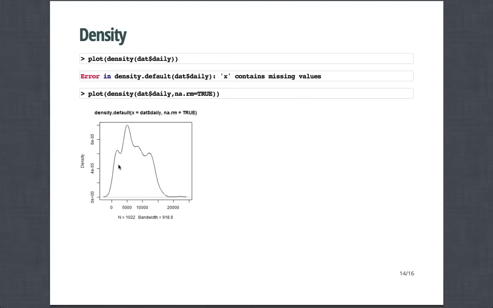Density plots are a little bit trickier only because you're not allowed to have missing values. So I try to plot the density plot of the daily ridership. I get this error message saying that X contains missing values, but you can use the na.rm equals true command to drop the missing values. And so here, instead of a sort of a more binned histogram, I get a kernel density of the ridership.